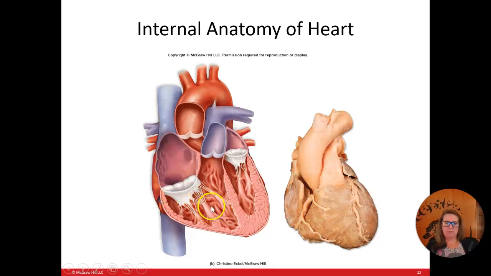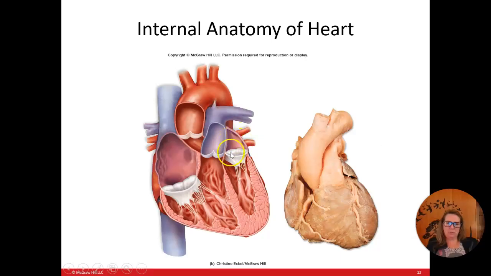Then it passes from the right ventricle out this semilunar valve into the pulmonary trunk, and it splits to go to the left pulmonary arteries and the right pulmonary arteries. So it's going to do that whole thing it does in the lungs. It's going to come back. Here we have our left pulmonary veins, our right pulmonary veins, and it's going to dump the blood in the left atrium, which is here.